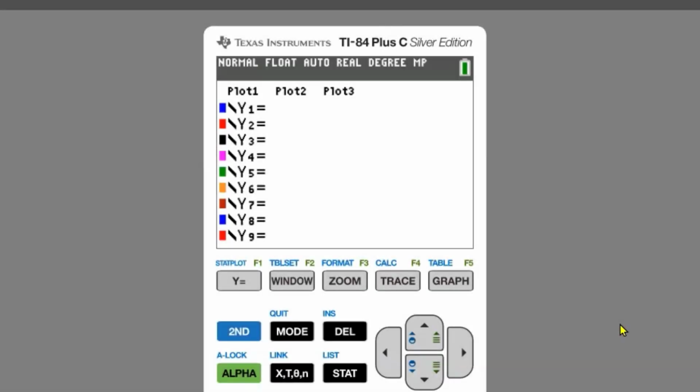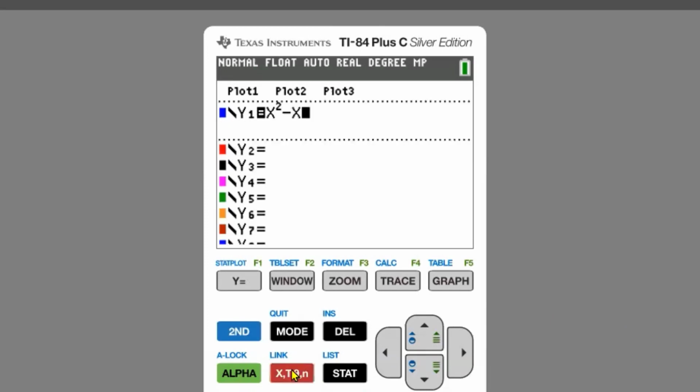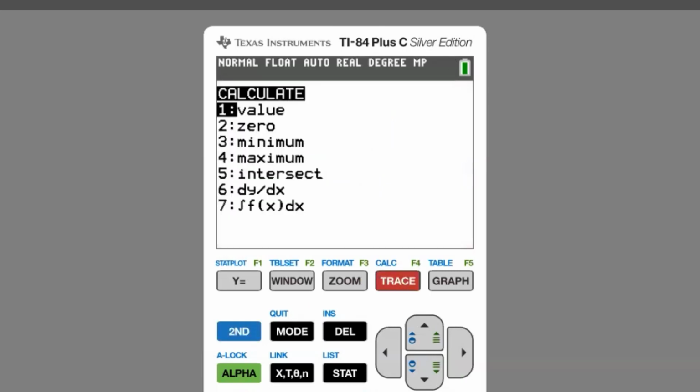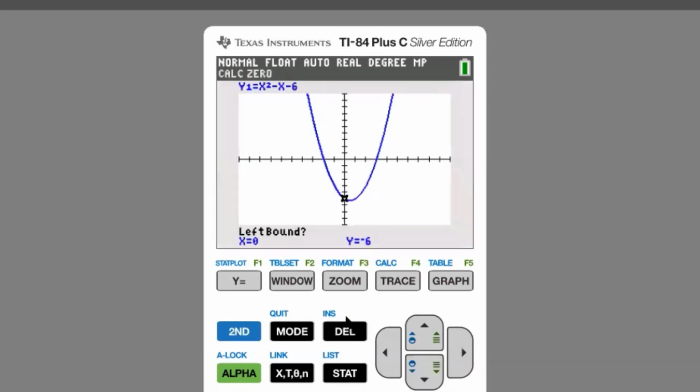So if we plug in that equation, we would get x squared minus x minus 6. And then if we hit graph, ta-da, we get this guy right here. So again, we're not looking for the vertex this time. We're looking for where the function equals 0. So it looks like if it hits straight on, it looks like we're at -2 and 3. But if you're unsure, we can always go to calculate. So second function trace, we want to calculate the zeros, and then we follow the instructions here on the left.